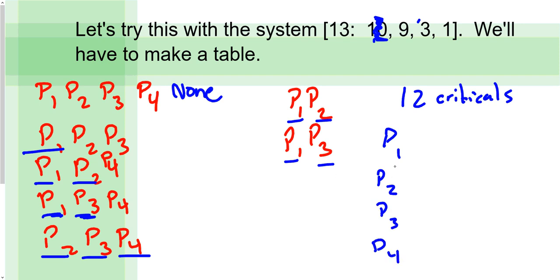Okay. How many times does P1 appear? P1 appears 5 times. P2 appears once, twice, 3 times. P3 also appears 3 times. And P4 appears once. So what I'm doing to get these is counting the number of times I've underlined P1, the number of times I've underlined P2, because those are all the times that they were a vote that was necessary to decide the election.